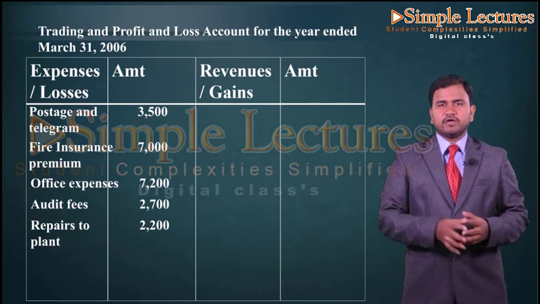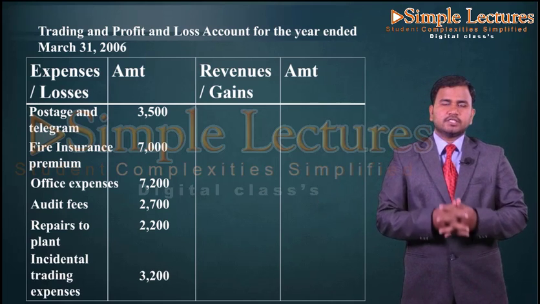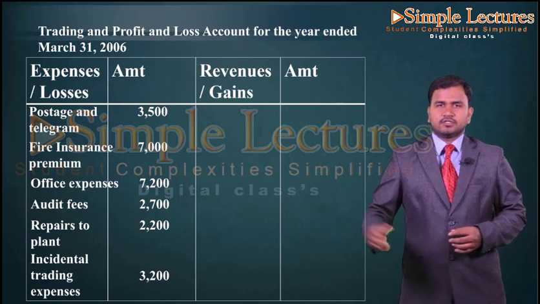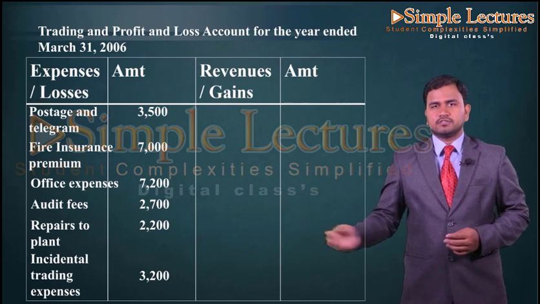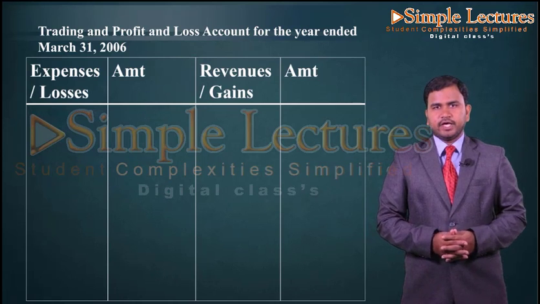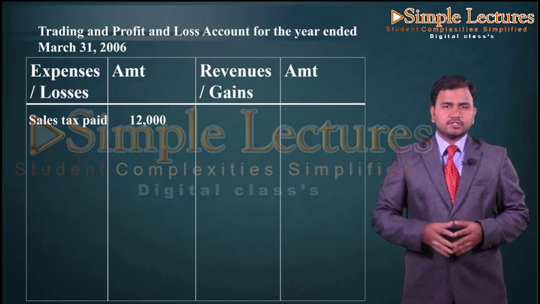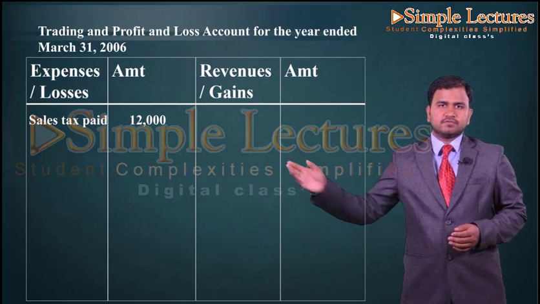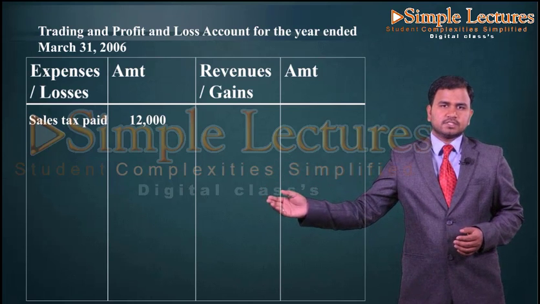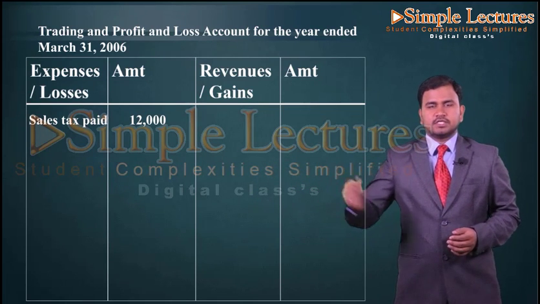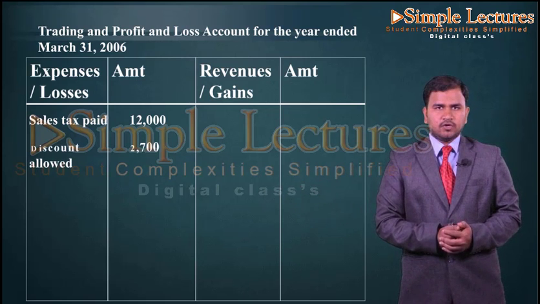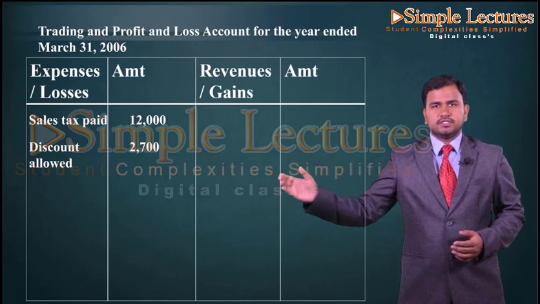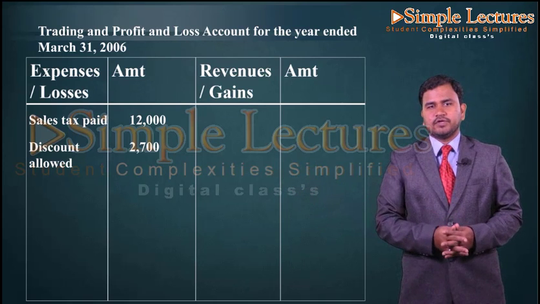2,200. Then we have trading expenses. Again it is an expense which is on trade, so that will be recorded in the expenses side. Trading expenses 3,200. Then we have sales tax paid, so again it is an indirect tax which will be recorded in the expenses side of profit and loss account. Sales tax paid 12,000. Then we have discount allowed, again in the expenses side, discount allowed 2,700.